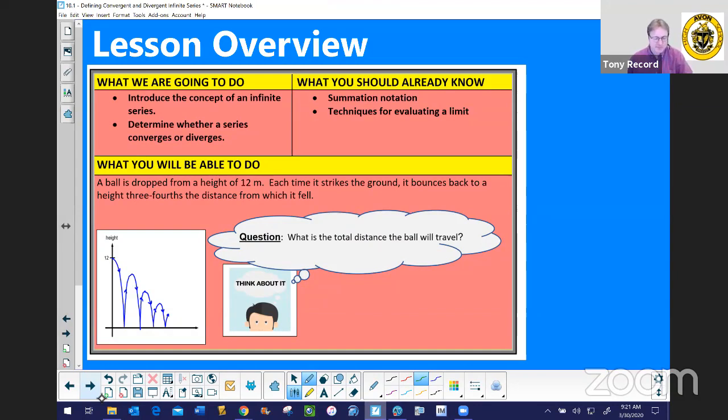An example of what you might be able to do after today or the next video or two is answer some practical questions like this. Say you have a ball that's dropped from a height of 12 meters, and each time it strikes the ground, it bounces back to a height of 3/4 the distance from which it fell. The question could be, what is the total distance that the ball travels?